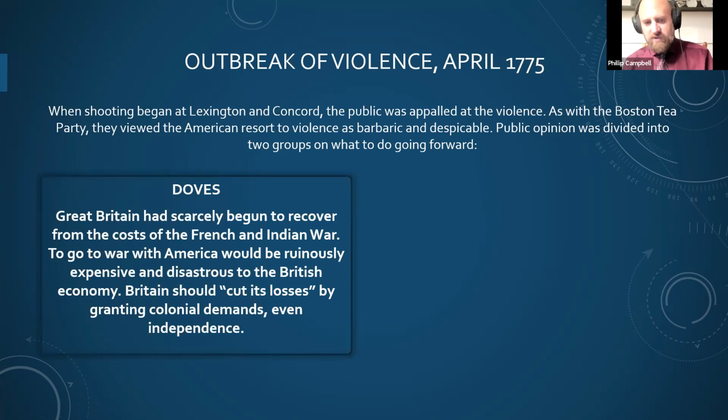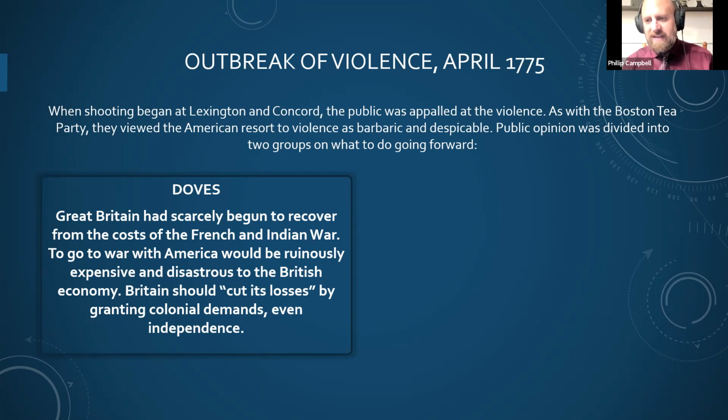I think this is astonishing because the Americans themselves had not yet called for independence. In the beginning, the violence at Lexington and Concord, the early days of the war, was just to defend our sovereignty, that is our right to self-government, but it wasn't to break away from Britain entirely.